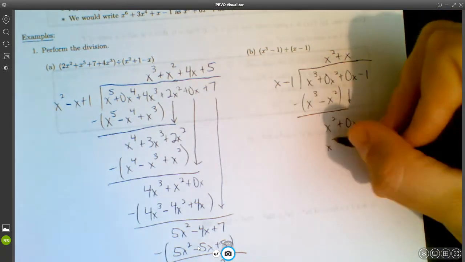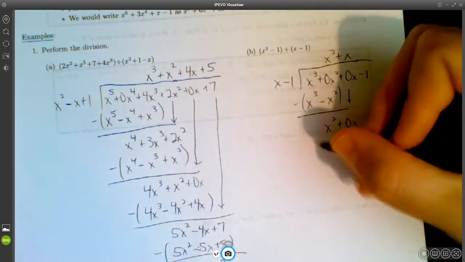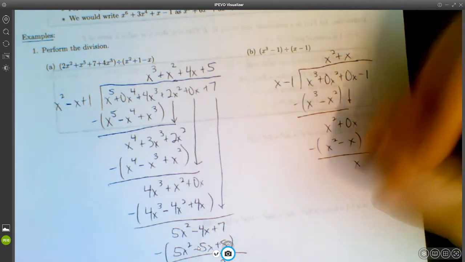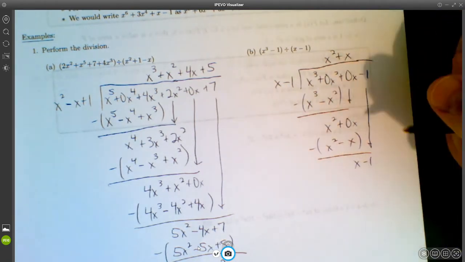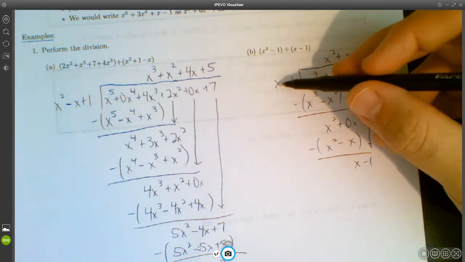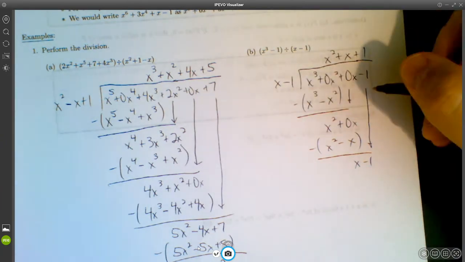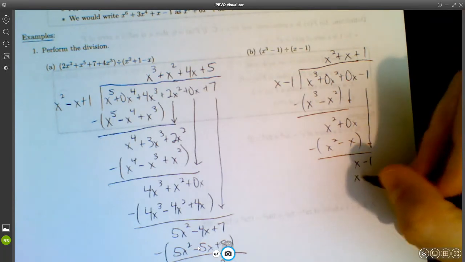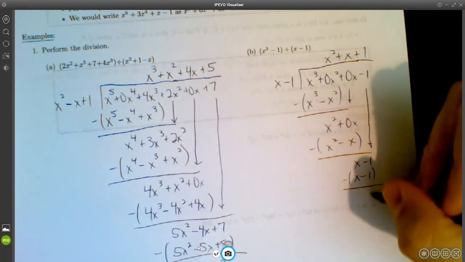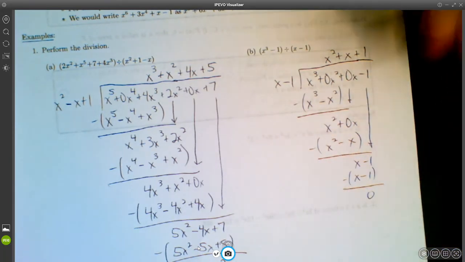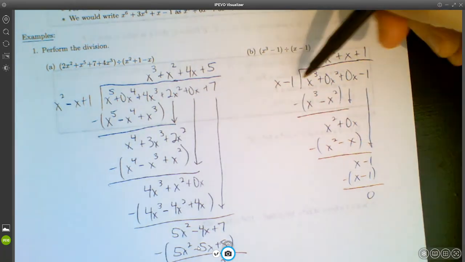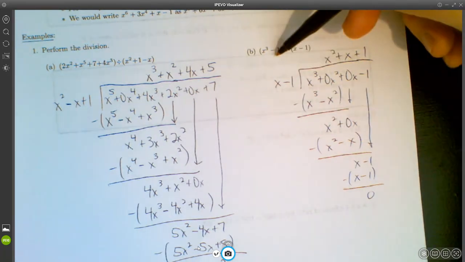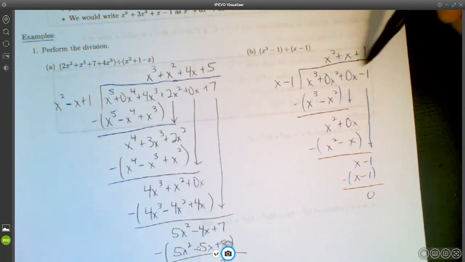X times x, x times negative 1, subtract. And then we ask, what times x is x? And the answer is 1. Multiply that out, and we get 0 this time. So this time we don't even have a remainder. In other words, x minus 1 goes into x cubed minus 1 evenly, and what's left is x squared plus x plus 1.